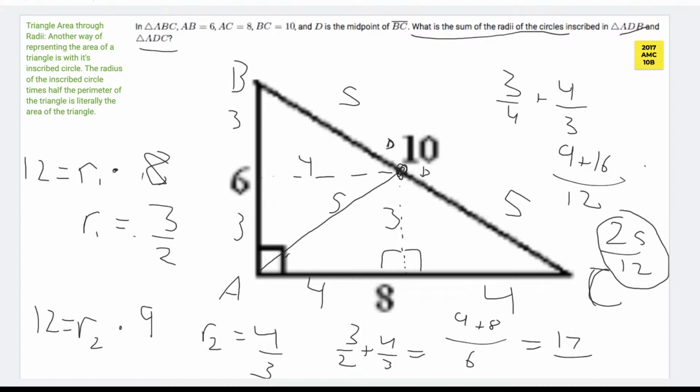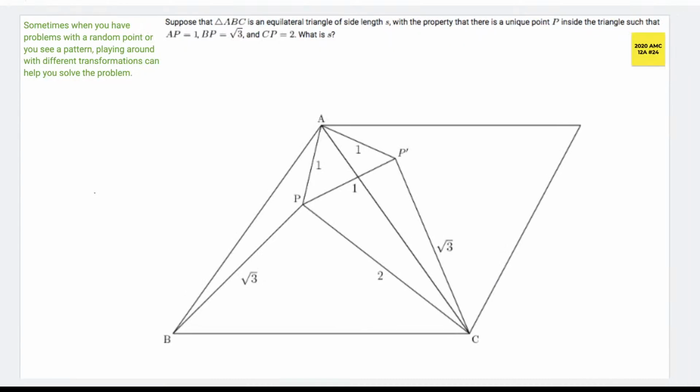So it's the semi-perimeter, which is half the perimeter. Just don't make a mistake like I just made. It's actually half the perimeter, so it's 8, not 16. So now the next problem.